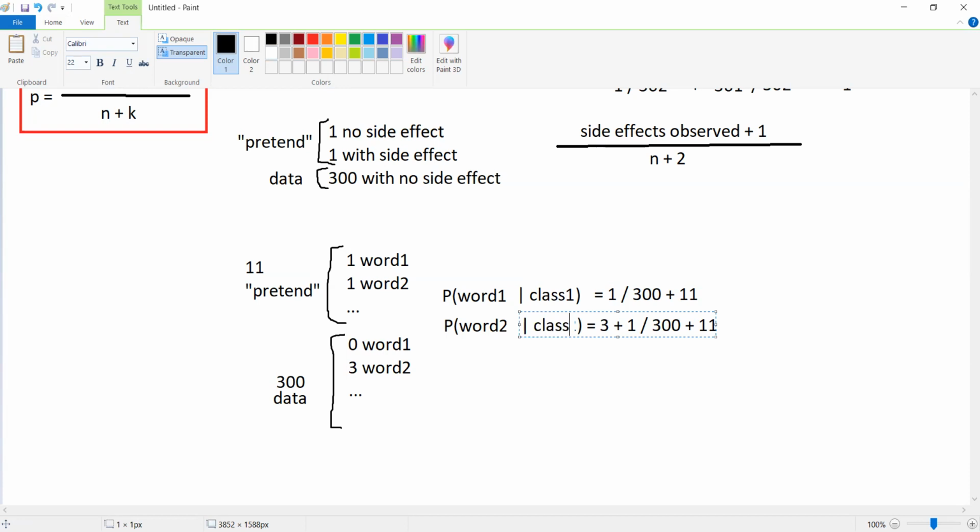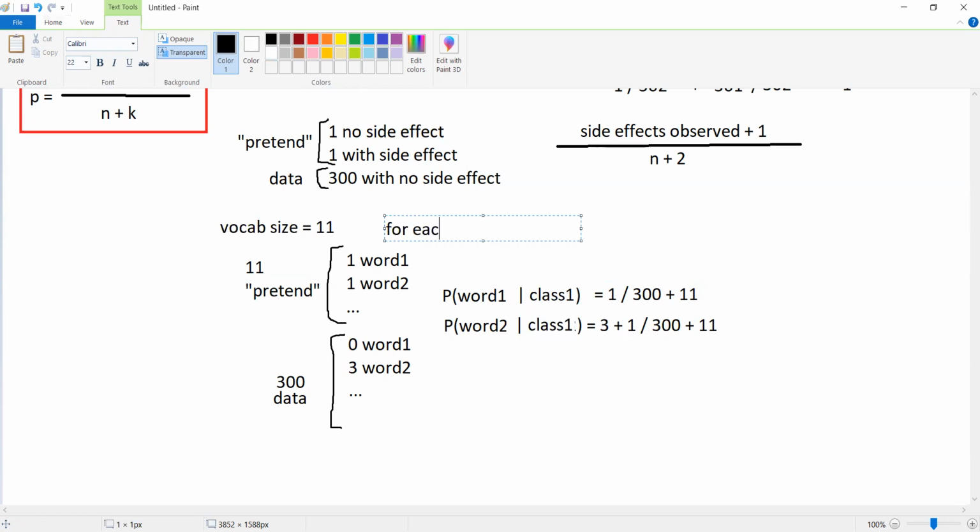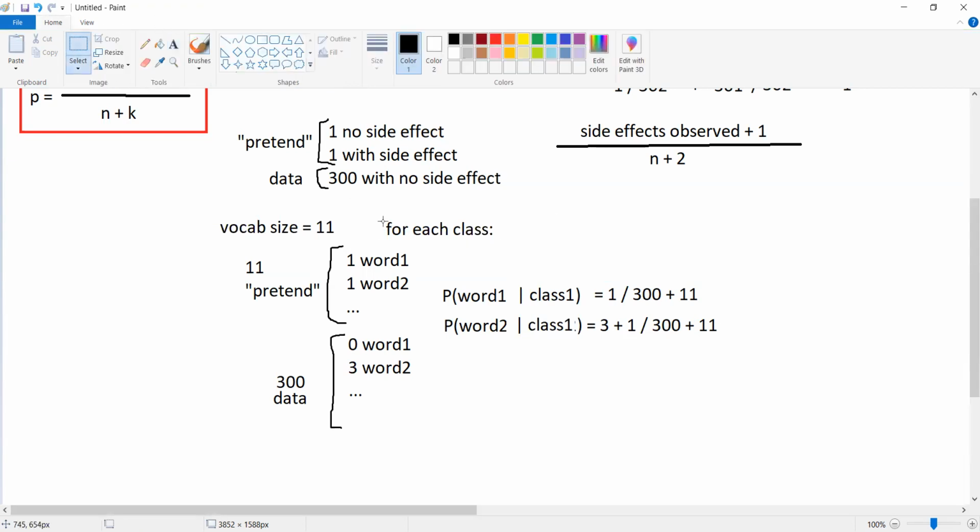You have to decide, first of all, on your vocabulary. Vocab size equals 11. You decide it based on whatever considerations you have. And then for each class, you add 11 pretend observations, one of each word, okay? Is this clear?